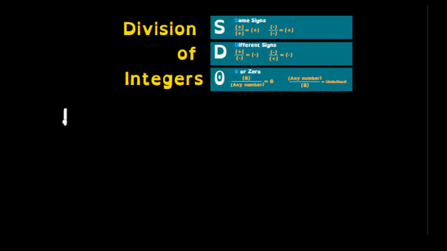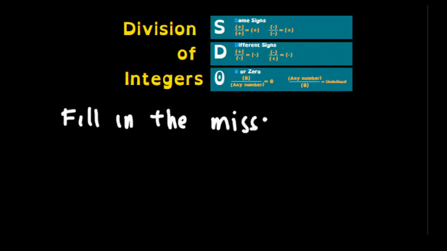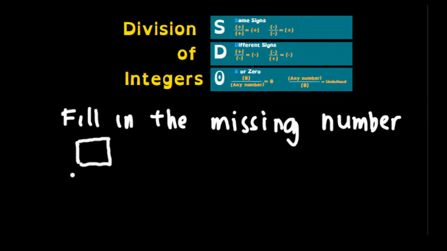Itry natin ganito. We will fill in the missing number. So, for example, meron akong box dito na box divided by a negative 9 equals negative 6. Alamin natin kung ano yung nawawalang number dyan. Pero kailangan nyo munang malaman na for every division problem, there is a related multiplication problem.